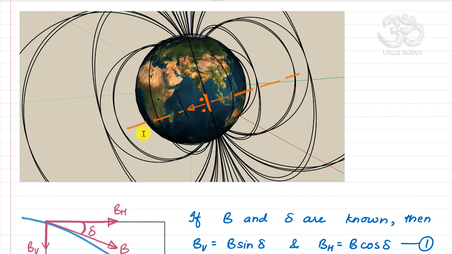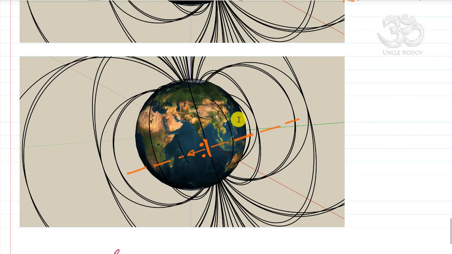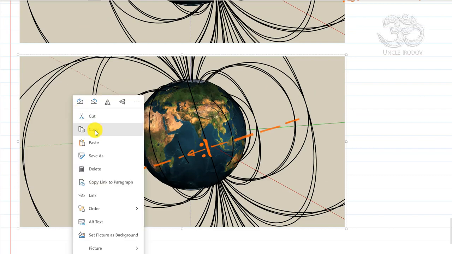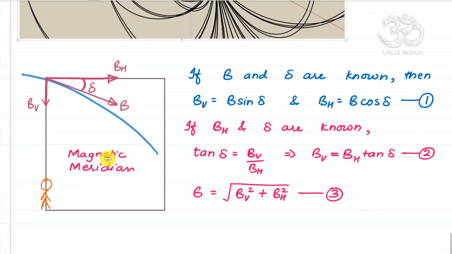Have you understood the question? Will he be able to see any magnetic field component along this dashed line? And before you answer that question, let me give you a hint for that. And the hint is this.